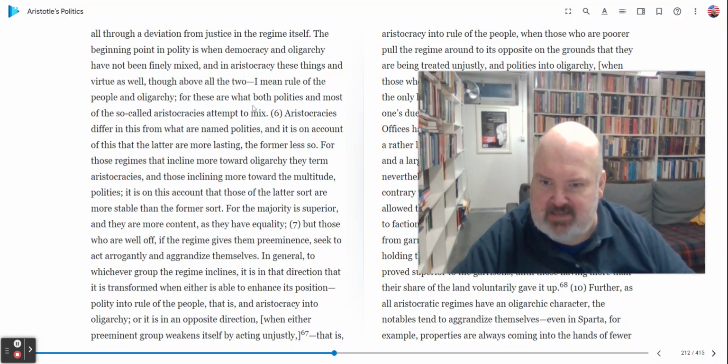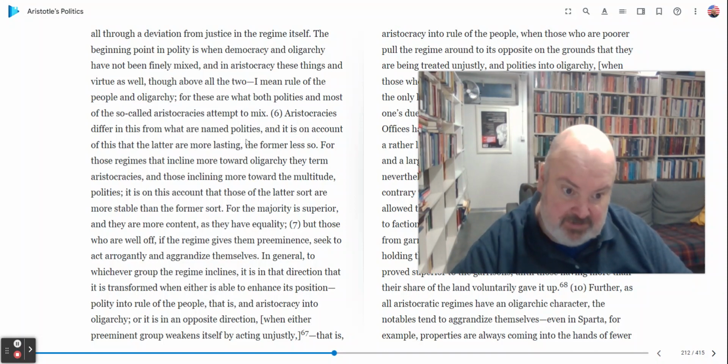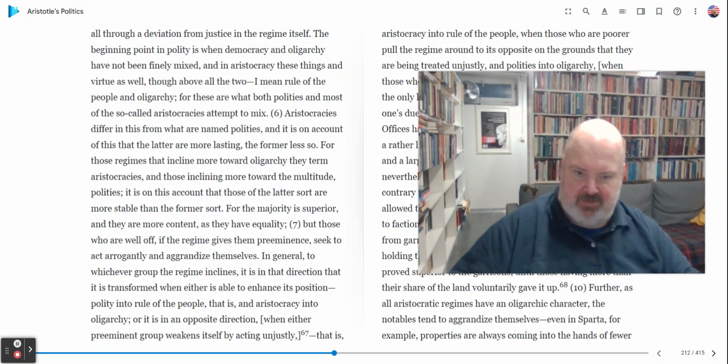So it is this problem here, this idea of the so-called aristocracy attempted to mix. Aristocracies differ from what are called polities or regimes on account of this: that the latter are more lasting and the former less so. For those regimes that incline more towards oligarchy, I term aristocracies, and those inclining more towards the multitude, regimes. Okay, that's it. So what really defines the two is not whether there's virtue or not.